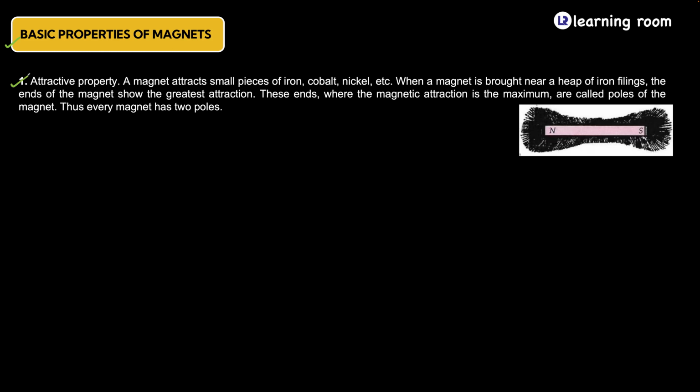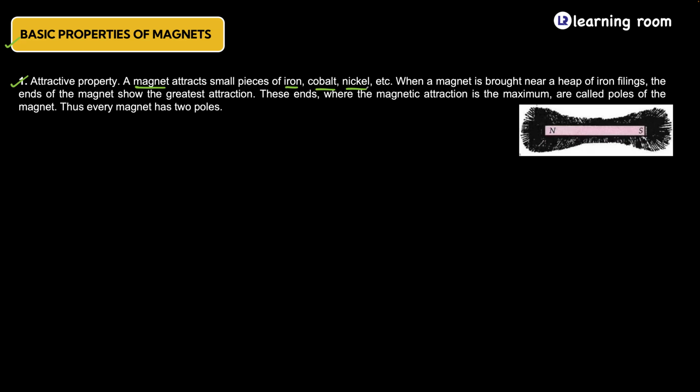The first property is called the attractive property. So what is the first property of a magnet? It is the attractive property. Question is, okay, it is attractive, fine. Is it not going to repel? It will repel, but the most important property is only the attractive property. Whom are they going to attract is what the question is. So when you talk about a magnet, it attracts small pieces of iron, cobalt, nickel, etc.